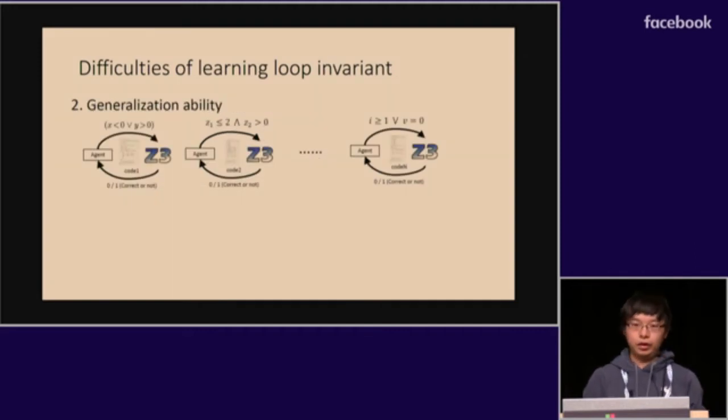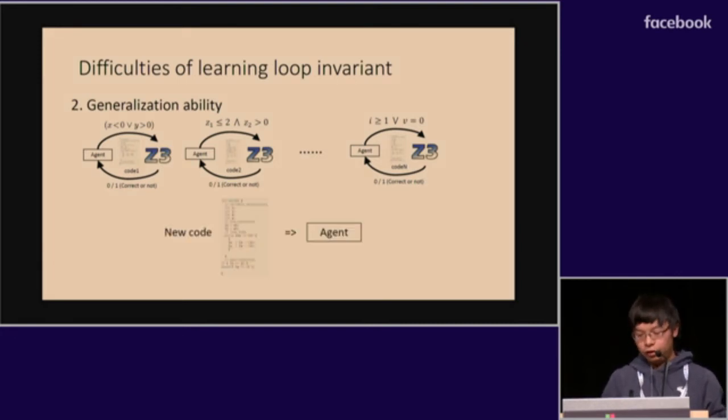Another interesting challenge is, suppose we have found the loop invariant for a set of programs. Can we gain some insights and find the answer for new programs faster?